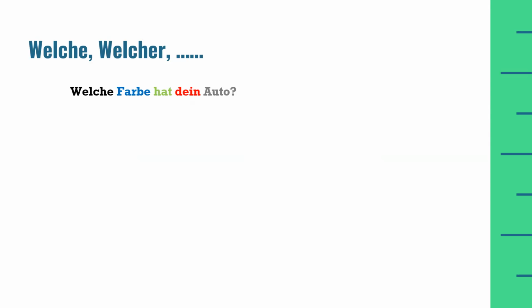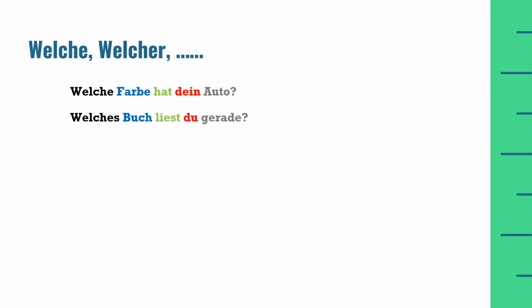Welche Farbe hat dein Auto? So here we are asking about the specific color of the car, so we will use this question word welche. Since Farbe is a feminine noun and we are using this Farbe in the nominative case, we will use: Welche Farbe hat dein Auto? Which color does your car have?